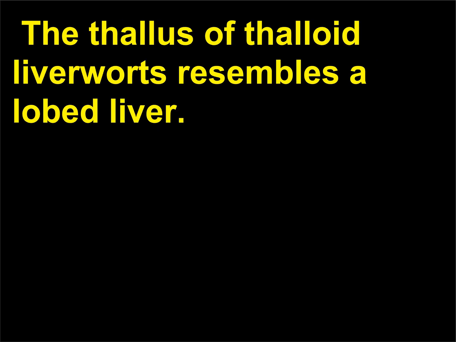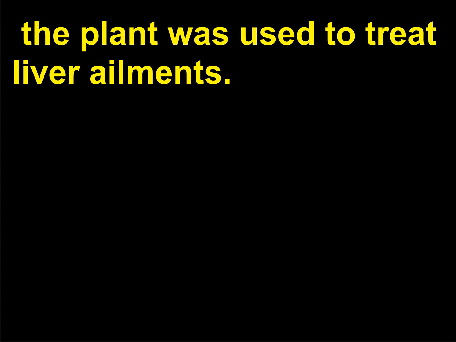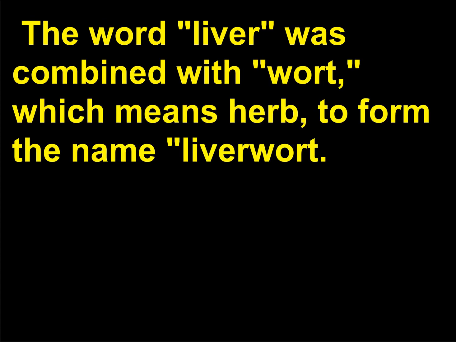The thallus of thalloid liverworts resembles a lobed liver. Therefore, in line with the philosophy presented by the doctrine, the plant was used to treat liver ailments. The word liver was combined with wort, which means herb, to form the name liverwort.